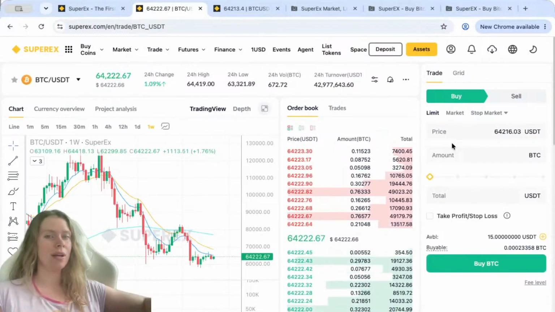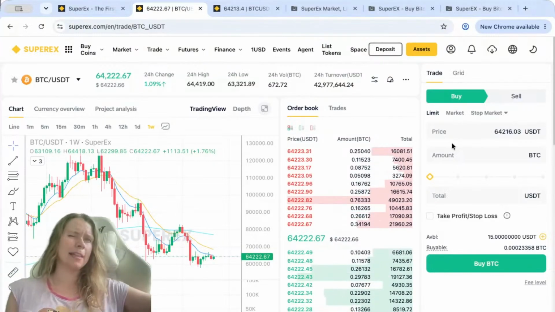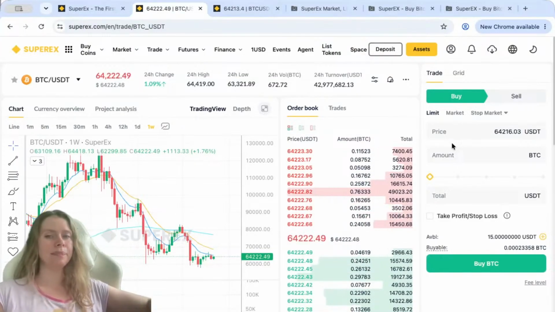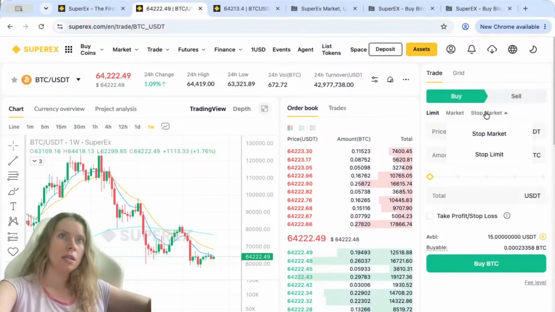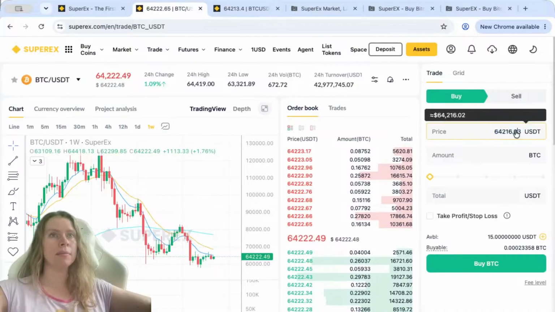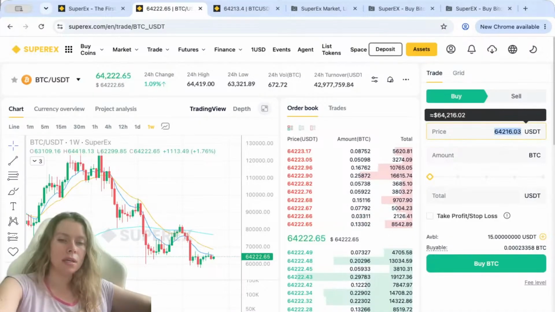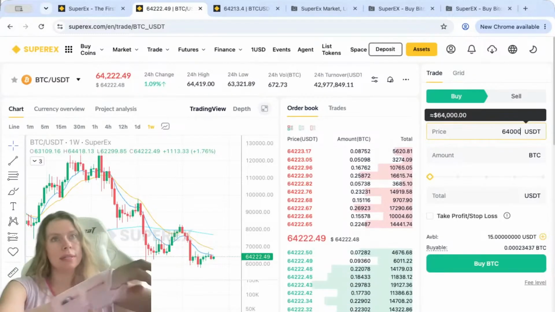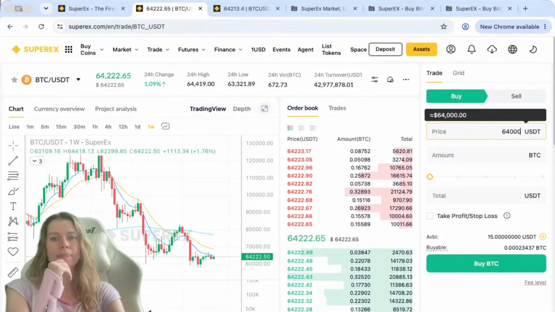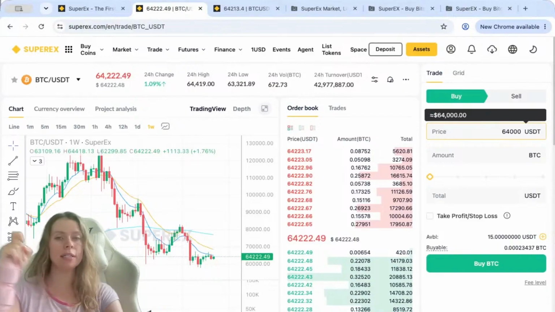$64,216 right now. I think it is still gonna dip a little. So I'm gonna offer... why aren't you writing my price? 64,000, okay? So I've just typed that in the price field.